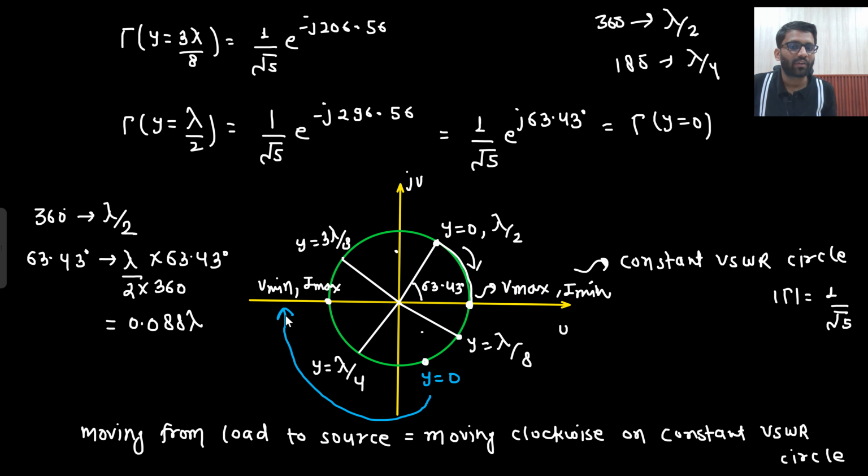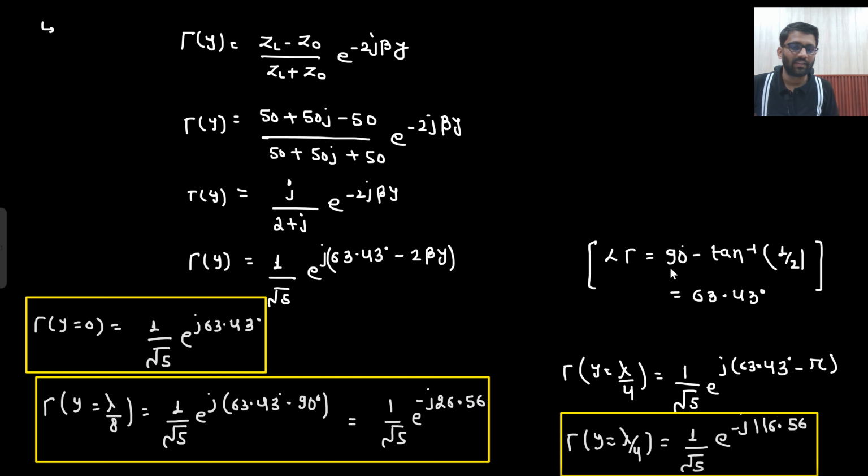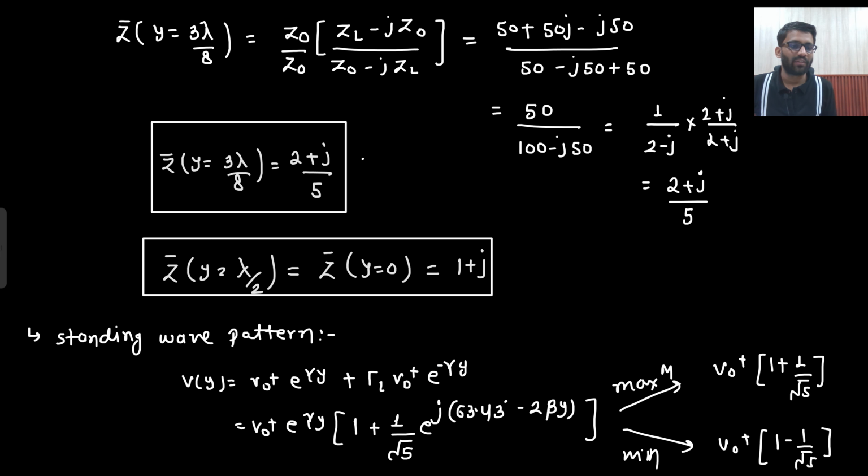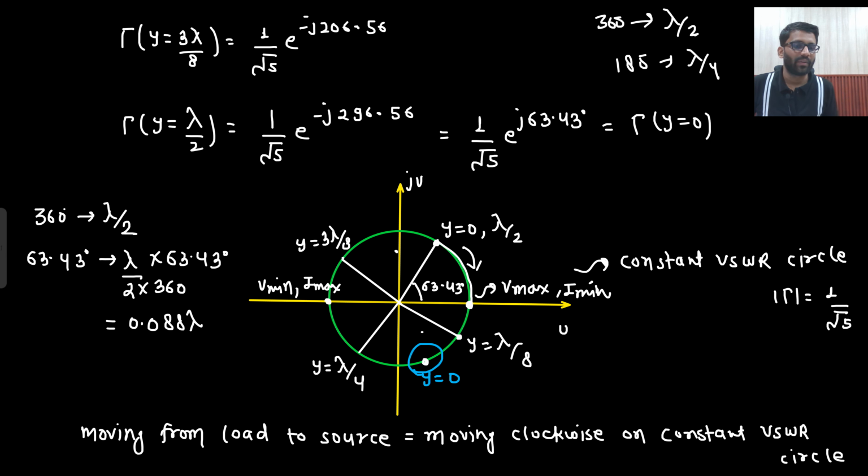If I move clockwise, then what will I encounter first? I will encounter minima first. So that means this has to be a capacitive load. And is it a capacitive load? Yes, because in this direction you always have a capacitive load. A very interesting conclusion. If I hadn't made this constant VSWR circle and all these standing wave patterns, then you wouldn't even understand a single point. Now everything you can visualize.